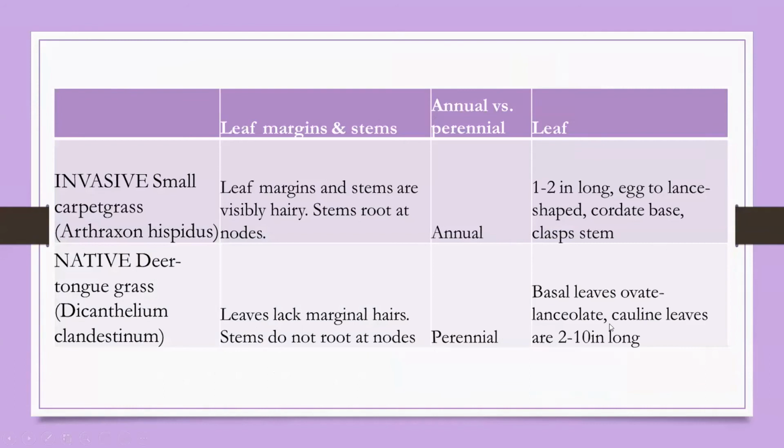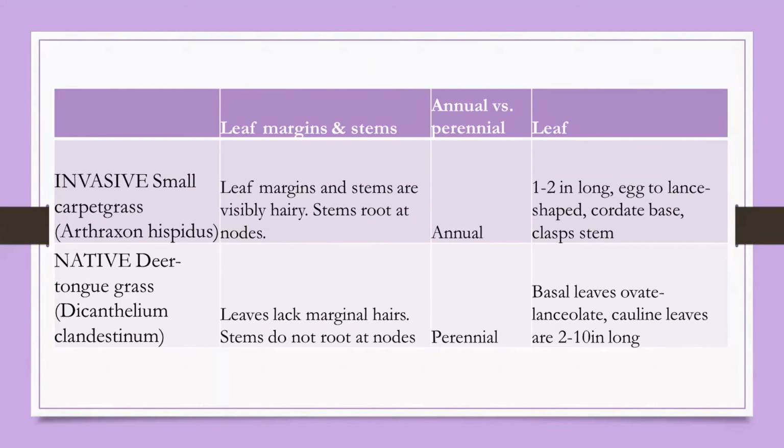There is a native deer tongue that people typically get it confused with. And deer tongue will also create a very thick infestation, but it's native. It's going to die back, and other things can grow with it. Deer tongue does not have those marginal hairs on the leaf. It does wrap around the leaf at the end, but it doesn't have the marginal hairs. It does not have a wavy leaf margin as well. And the leaves of deer tongue are much longer.